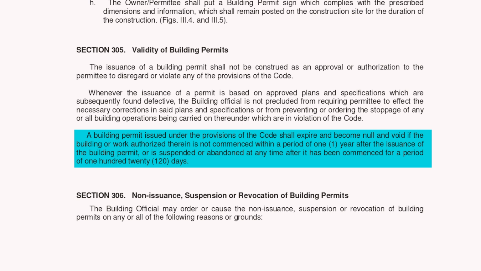Permits expire, no? Very quickly lang, two ways. So there are two ways by which the permit will expire. First, lumipas ang isang taon pero hindi nagsimula yung construction. The construction did not commence within 1 year of the issuance of the permit, then that permit would have expired. Second way na nag-expire yung permits, sinuspend or inabandon yung construction and hindi siya nag-resume after 120 days. Okay? The permit will expire.